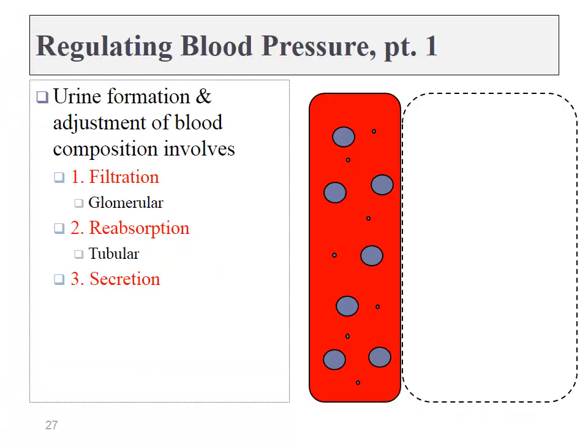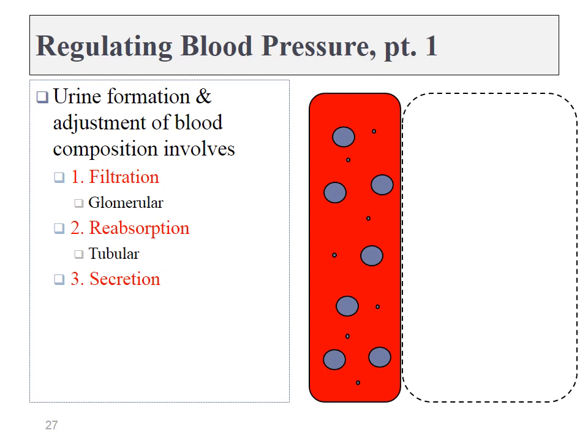Next, I'm going to discuss how the kidneys are involved in regulating blood pressure. Last quarter, I told you that when the kidneys become hypoxic, they release the hormone erythropoietin, which can trigger red blood cell production in the bone marrow. To regulate blood pressure, however, we need to do something a little more quick. We need to regulate fluid volume. That's going to involve the processes of filtration, reabsorption, and secretion.